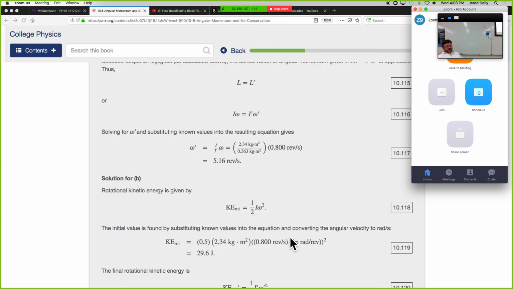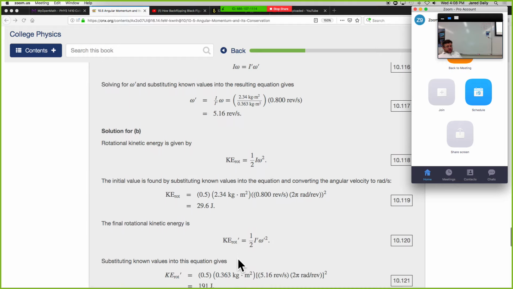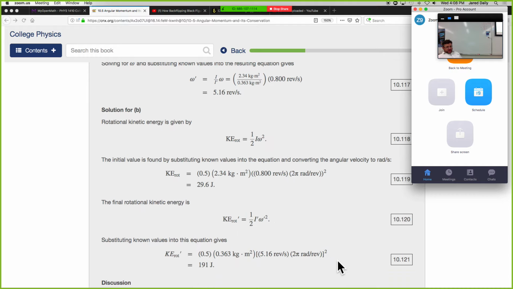But is the kinetic energy conserved? Let's see, rotational kinetic energy is 1/2 I omega squared. So at the beginning it's 29.6 joules of kinetic energy. At the end, I prime omega prime squared, we plug those in, we get 191 joules. Kinetic energy is not conserved here. We start off with 29, we end up with 191.